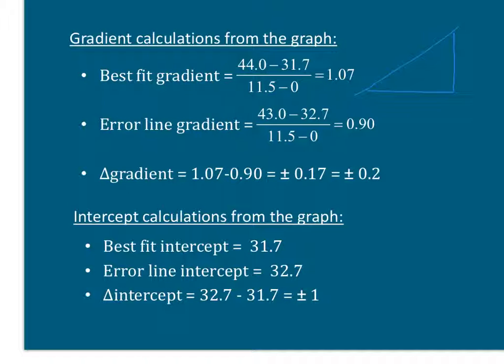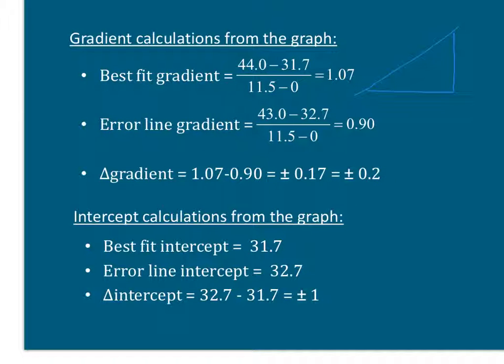Then the uncertainty of the gradient is simply the difference between the two gradients, and it's plus or minus 0.17, changed to 1 sig-fig, plus or minus 0.2.